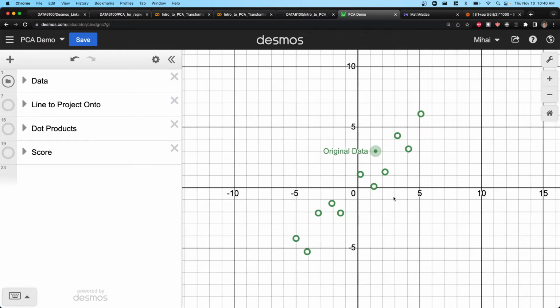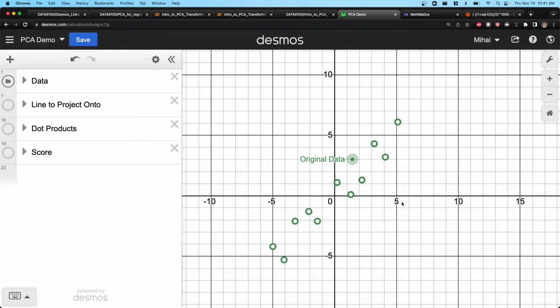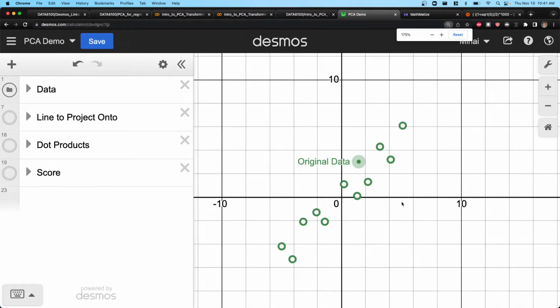PCA is this idea, principal component analysis, which is that when you have a data set and it looks something like this. So here's my data. I drew it in Desmos. This data set has like 15 points in green. And the thing about this data is it looks a lot like x1 and x2 are correlated. So think of this as x1 and x2.